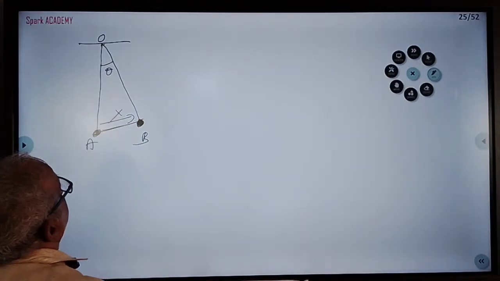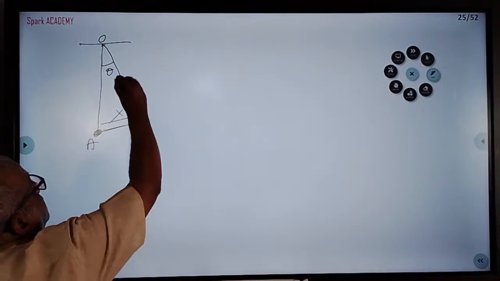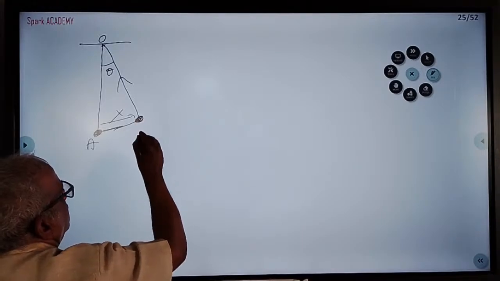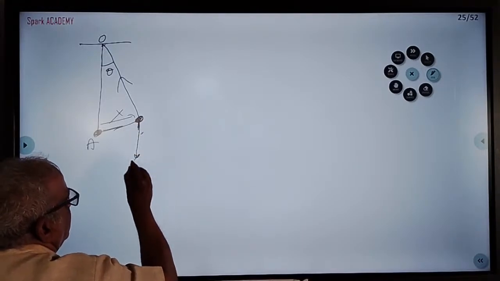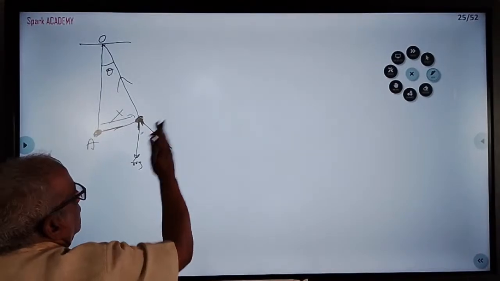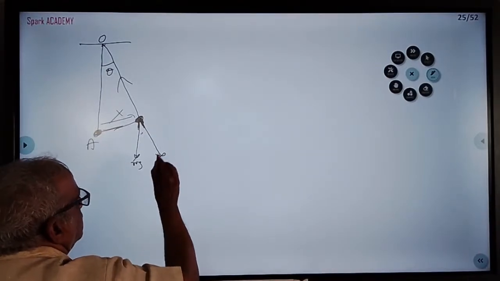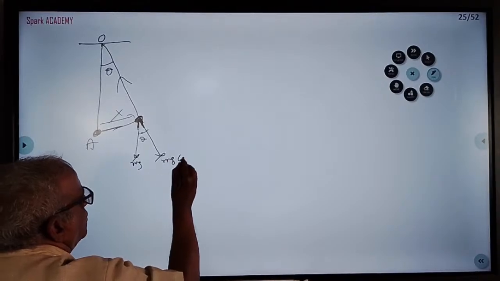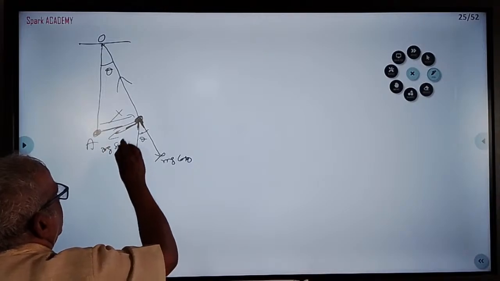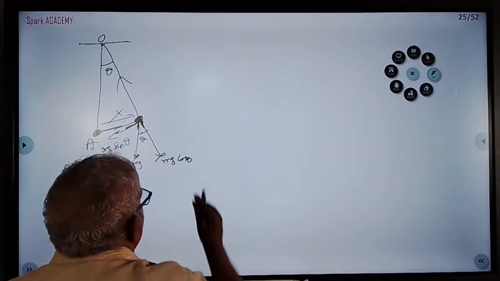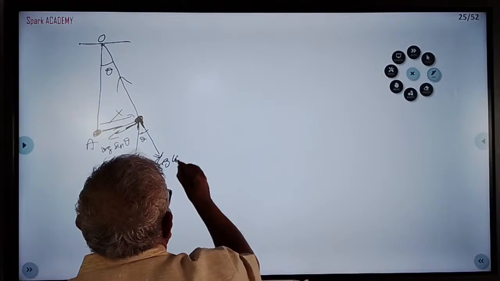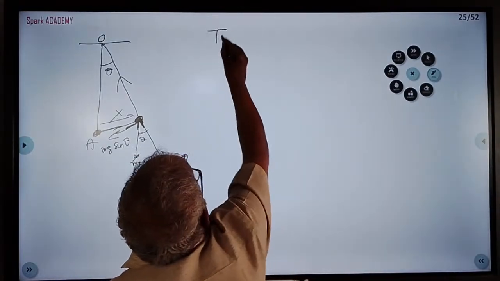Now, here what will happen? At B, this is called tension. This is weight acting downwards like this. So this is theta. This is also theta. This is called mg cos theta, balanced by tension. Another component will be there, mg sin theta. Mg cos theta. This should be very clear.